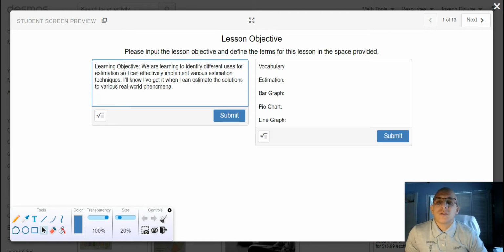Our learning objective is we are learning to identify different uses for estimation so I can effectively implement various estimation techniques. I'll know I've got it when I can estimate the solutions to various real-world phenomena. Let's begin.